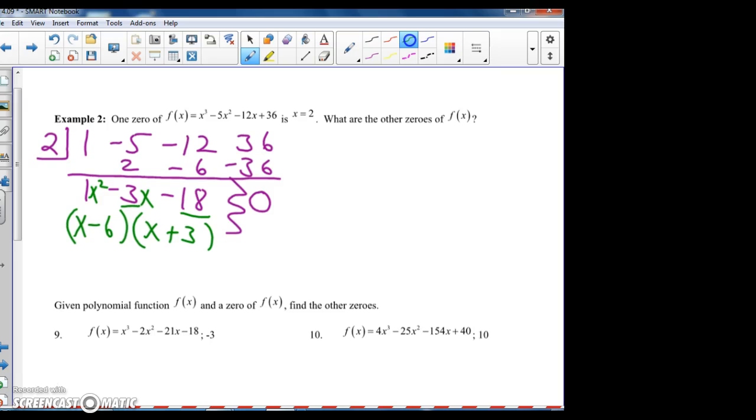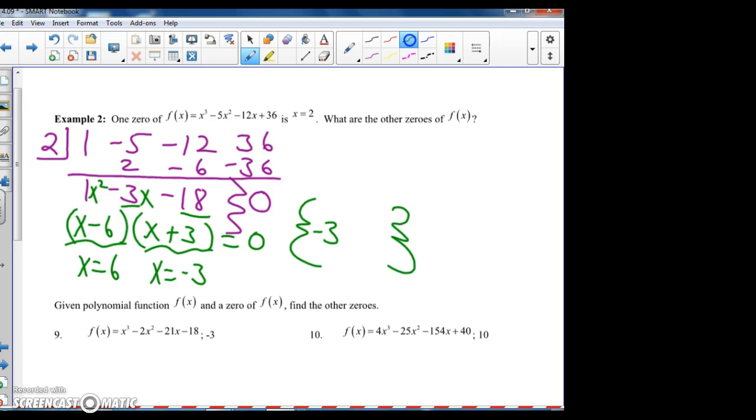Remember, this is equal to 0, right? So now solve for this one. What's it going to be? x equals positive 6. What's it going to be here? x equals negative 3. Now we declare an answer. We'll put brackets over here, and the answer is going to be negative 3, comma, 2, the one they gave us, and then 6. There's your answer. You're done.